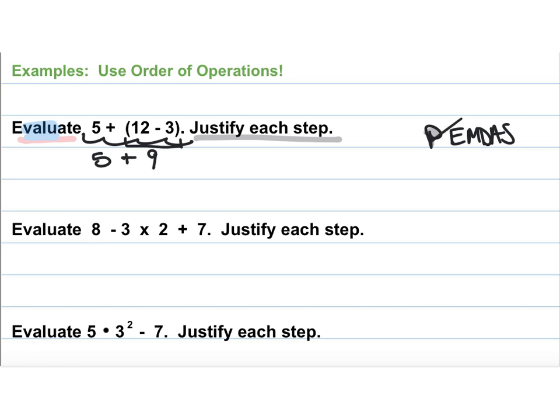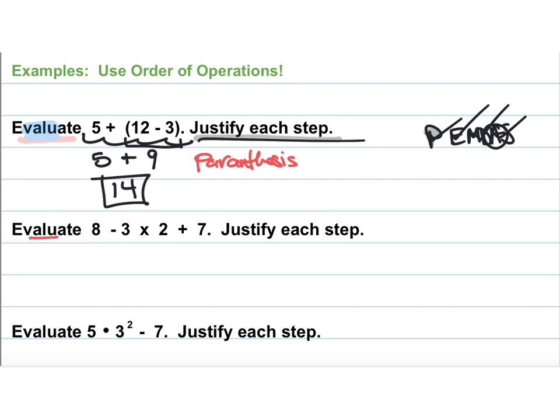Check it off my list. I don't see any exponents. There is no multiplication or division, and there's one last thing, which is addition. So 5 plus 9, 14. Oh, I forgot to justify my steps. So right there, I would have written that I did parentheses because that was my first thing. And then, of course, adding was the only thing left.